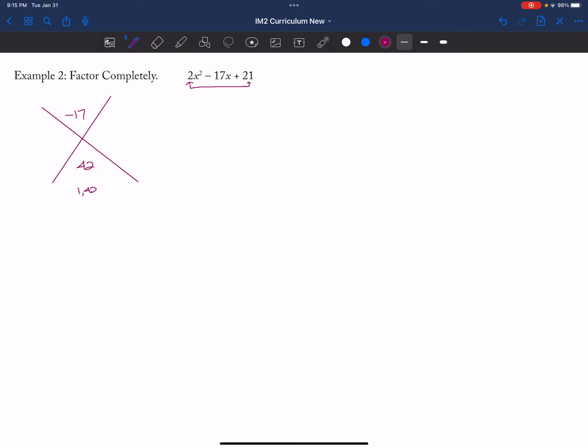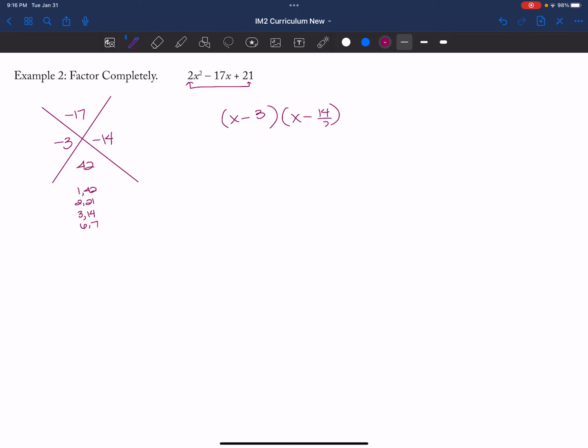So 1 and 42, 2 and 21, 3 and somebody, 16? No, that's 48. 14? Yes. 4 doesn't work. 5, 6, and 7. So negative 3 and negative 14. So I'd have X minus 3 and X minus 14.